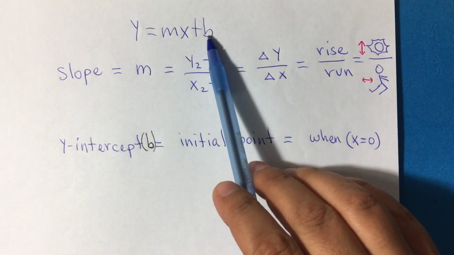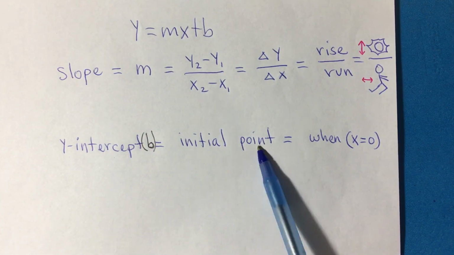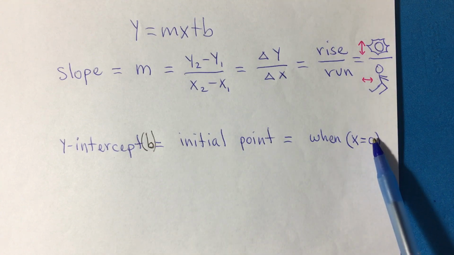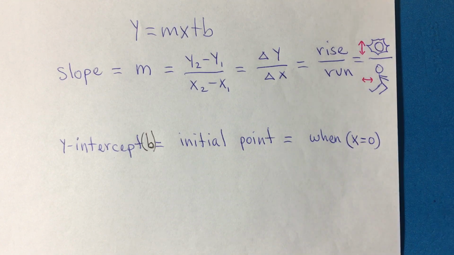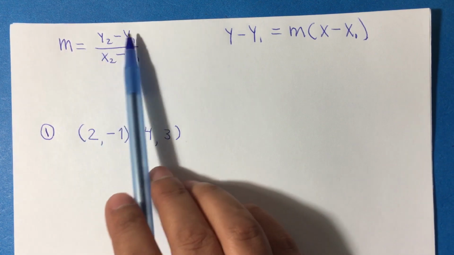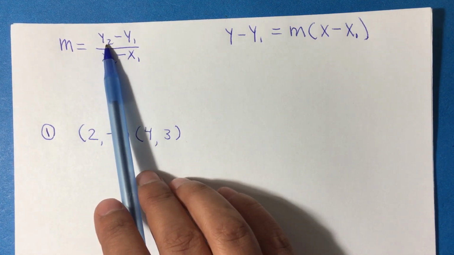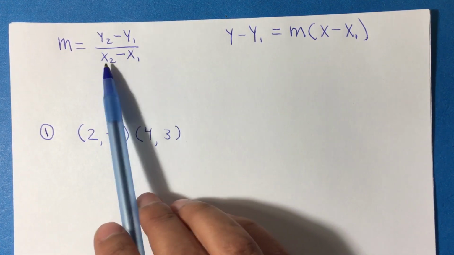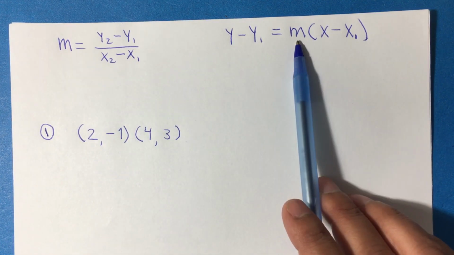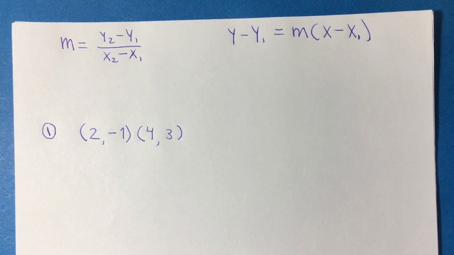And remember that b is the y-intercept. It's also known as b, the initial point. And it's always next to the number when x is equal to 0. Okay, now that we have that information down, in here I wrote down again the formula to find the slope of 2 points. So it's m equals y2 minus y1 over x2 minus x1. And I also wrote in here the point-slope formula, which is going to help us to write the equation.